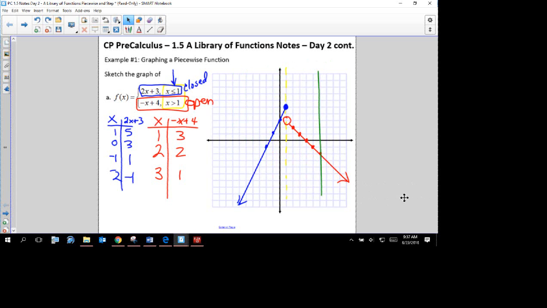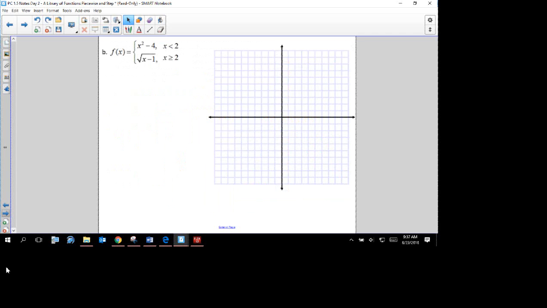Okay, let's do another one. So now they're not lines. What's the first one? Quadratic. Quadratic, so parabola. And the second one? Square root. I like to do these in two different colors so that you can see my pieces. You are more than welcome to do that, or you don't have to do colors on your thing.